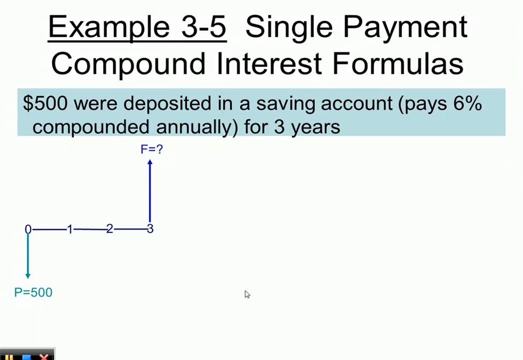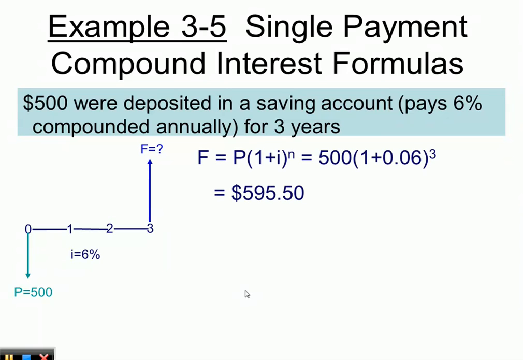So let's go ahead and use the formula now. We have I being 6%, N being 3. So we have F equals P multiplied by (1 plus I) to the N. P is 500, and then we have 6%, which is 0.06, and N is 3. When we plug in all the values, we get this value as the future amount of money. So you can see that we have a little less than $600 at the end of 3 years.